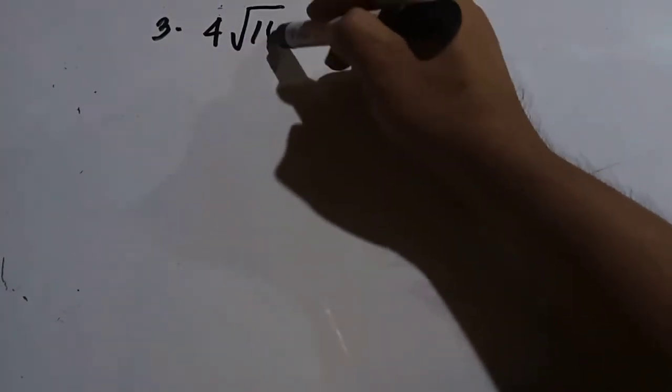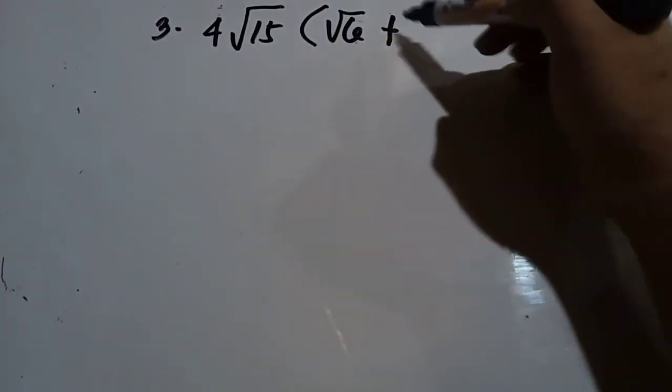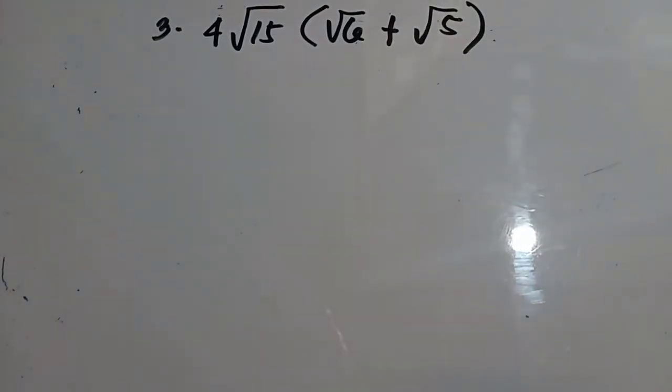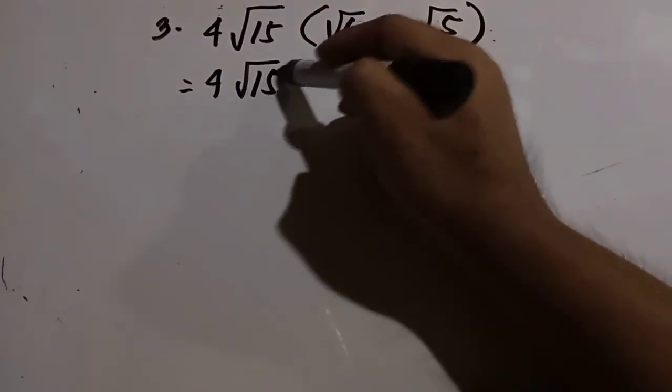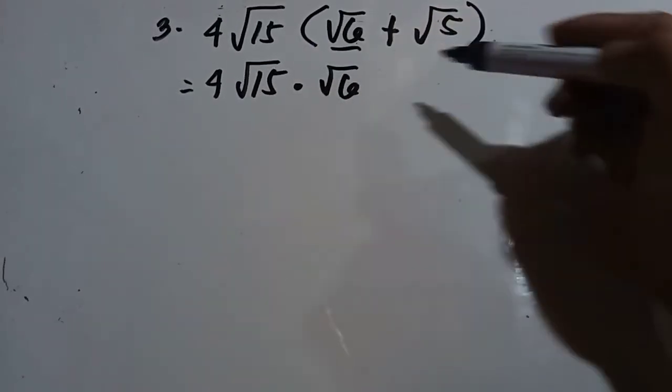Okay, so we have 4 square root of 15 times square root of 6 plus square root of 5. So, ano ang rule natin gagamitin, diba? As what I told you earlier, that we're going to apply the distributive property or applying the rule of special products of algebraic expression. So now we're going to what? Distribute.